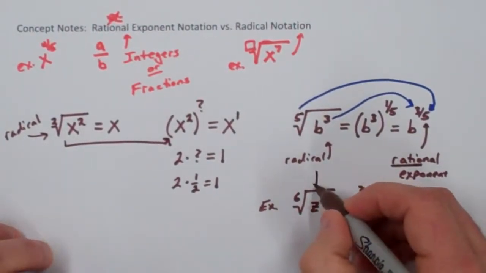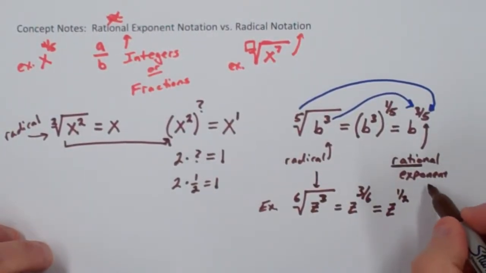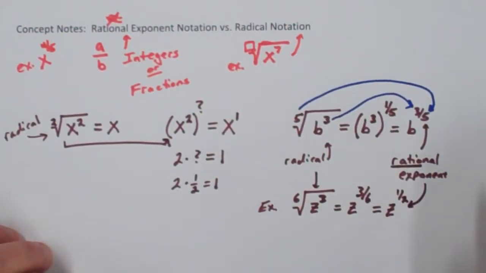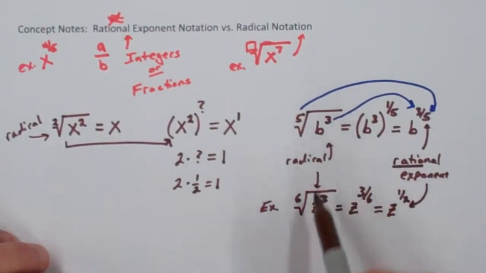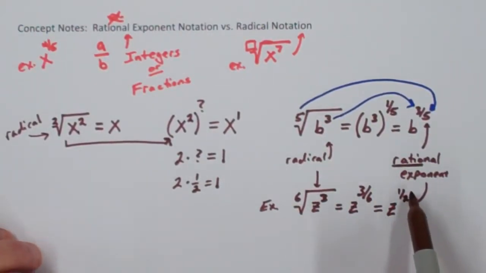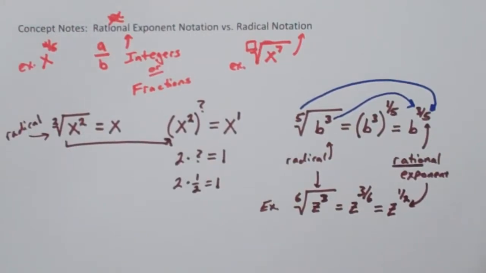okay? So here's radical notation, and right here is rational exponent notation. These expressions are the same thing. They're equal. This expression is equal to this expression. We're just changing the way that it looks.